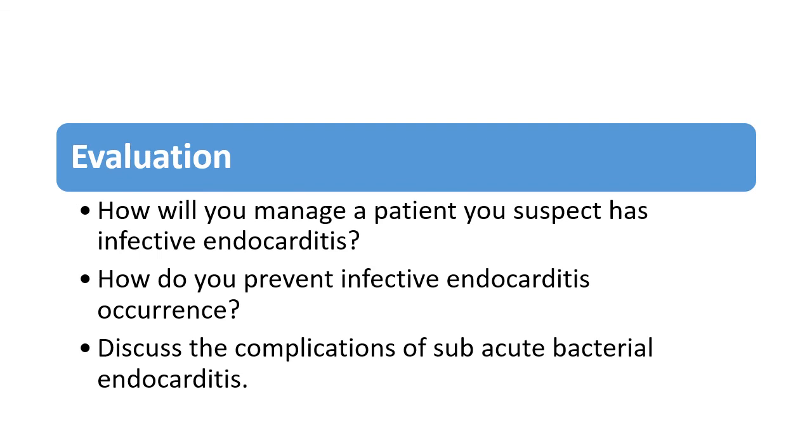Okay, to finish, let us evaluate ourselves. Number one, how will you manage a patient who you suspect to have infective endocarditis? Of course, remember we said to mention antibiotic use. We said you can do it empirically without waiting for the results. How do you prevent infective endocarditis occurrence? We said infective endocarditis can be prevented by providing prophylactic antibiotics in any procedures which put a patient at high risk of developing infective endocarditis, such as dental procedures, also maintaining good oral hygiene. The last is to discuss the complications of subacute endocarditis.